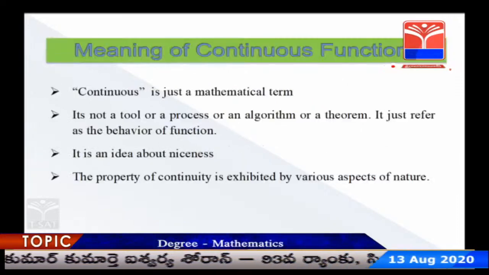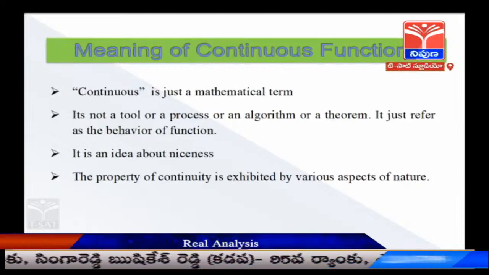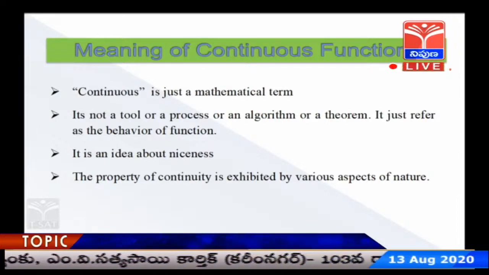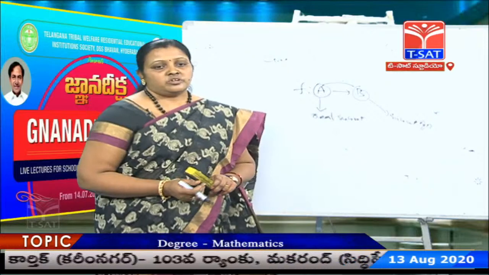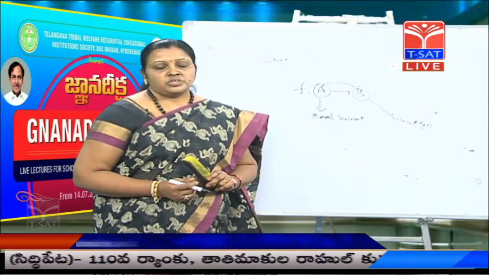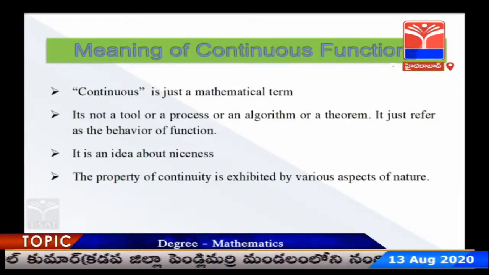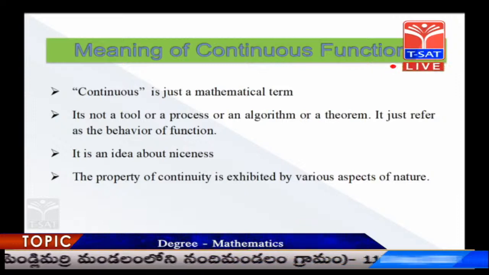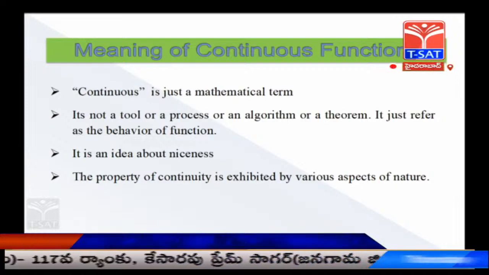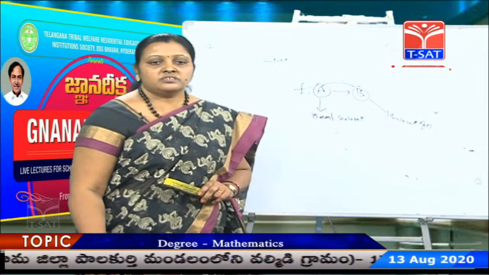Now coming to our main topic, the meaning of continuous functions. So literally, what does the word continuous mean? Continuous is nothing but a mathematical term. It's not a tool or a process or an algorithm or a theorem. It just refers to a behavior of the function. It is an idea about niceness. The property of continuity is exhibited by various aspects of nature. That means continuity applications can be observed in our daily life by using some examples. You can go through these examples.